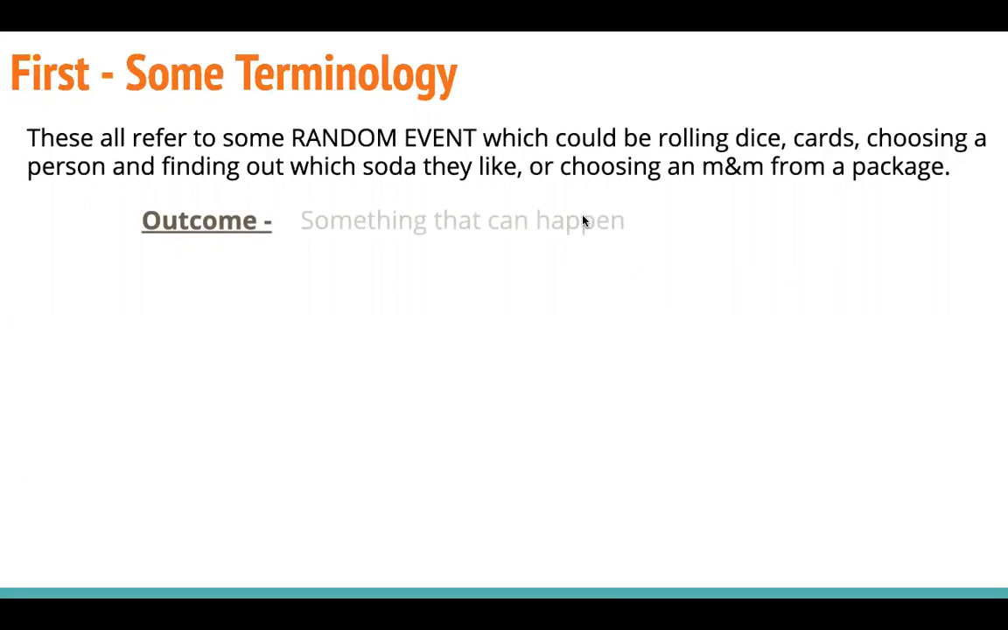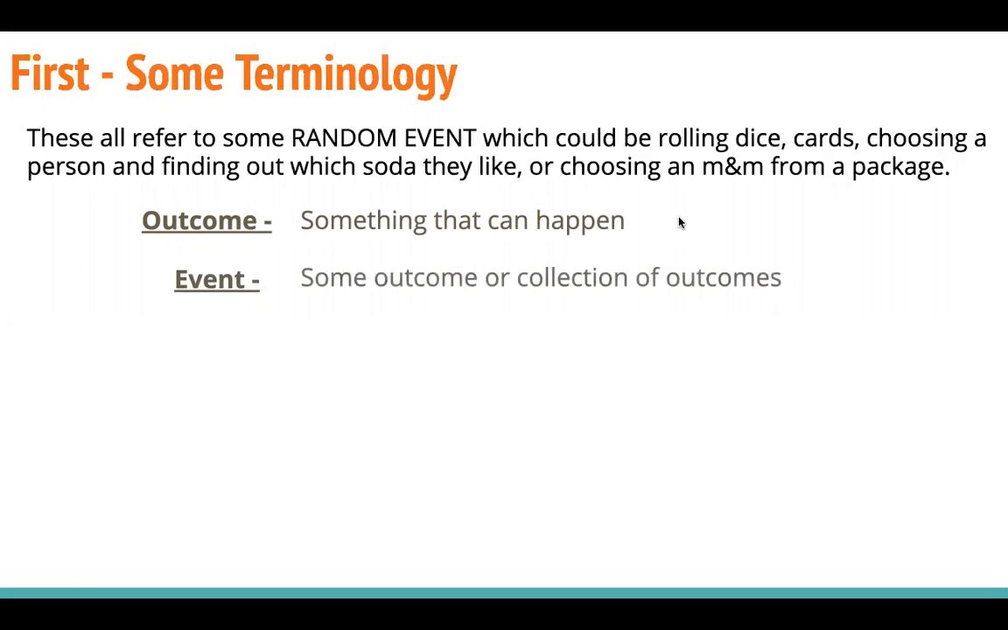So first, an outcome is just something that can happen. An event is some outcome or collection of outcomes. It can be one, it can be more than one thing. Our sample space is all possible outcomes.